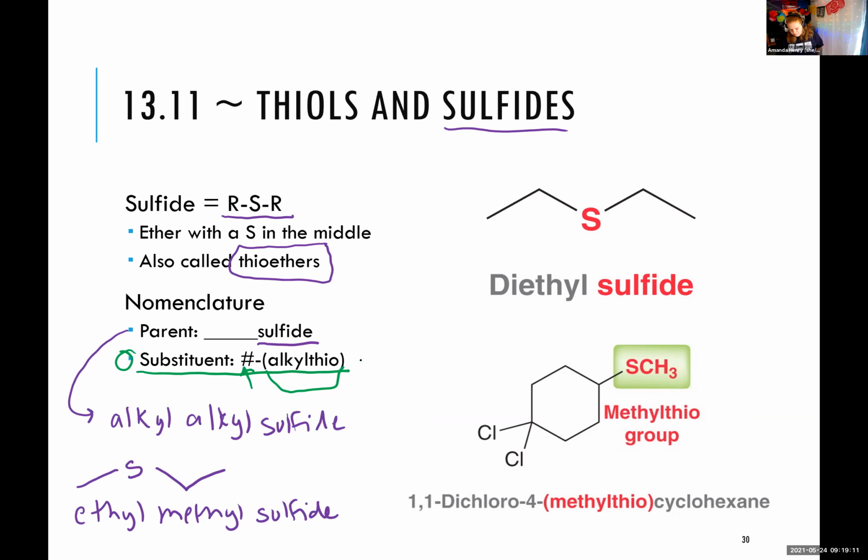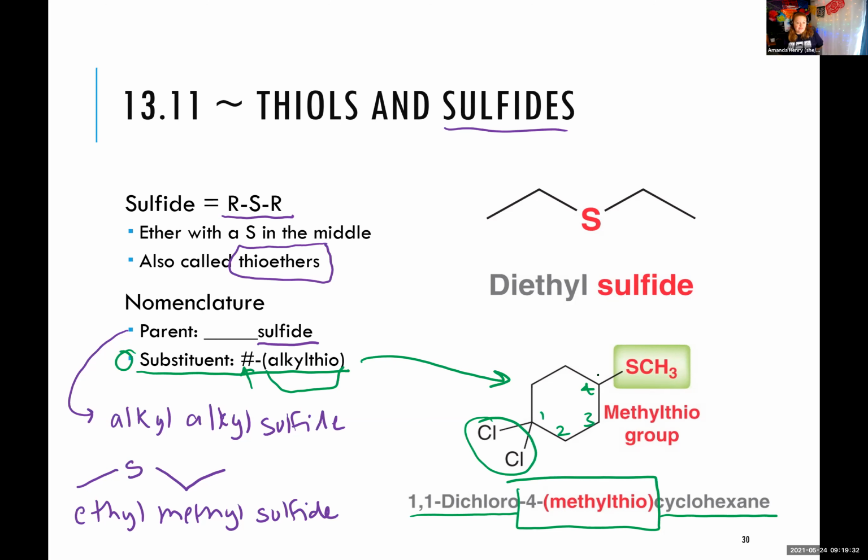So in this structure over here, we have a cyclohexane as our parent chain. We have these 2 chlorines attached. So we have 1,1-dichloro, and then our new group right here is 4, so 1, 2, 3, 4, methylthio. So methyl because it's a methyl group, thio because there's a sulfur attached there. We put it in parentheses to emphasize the fact that the methyl and the thio go together, so it doesn't look like there's two separate things.